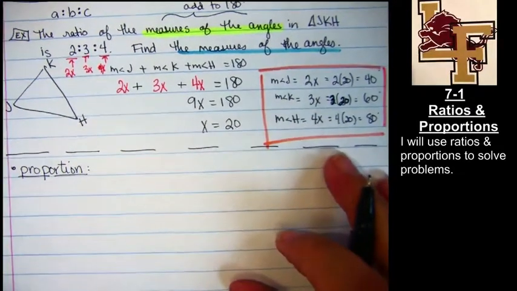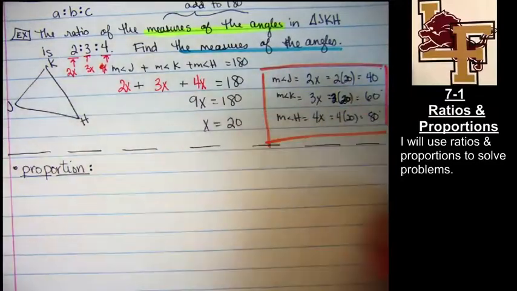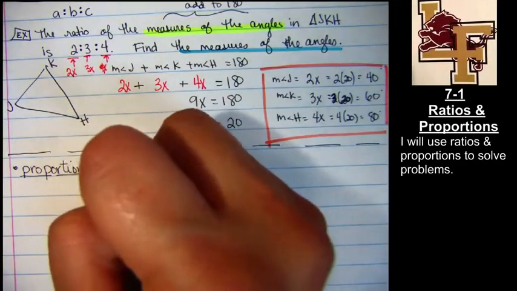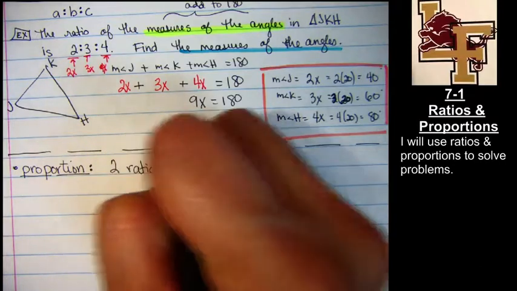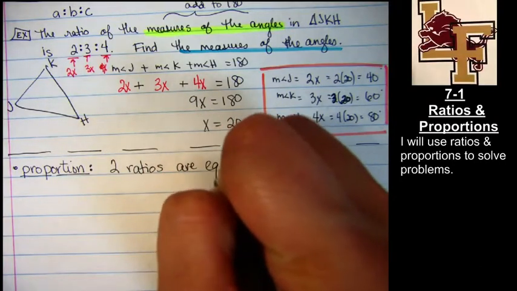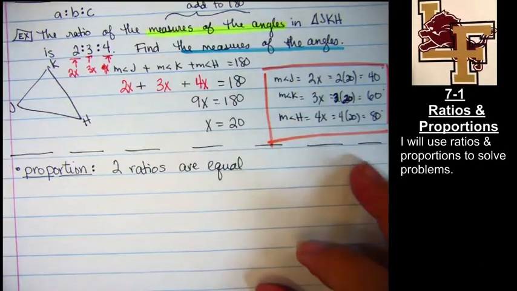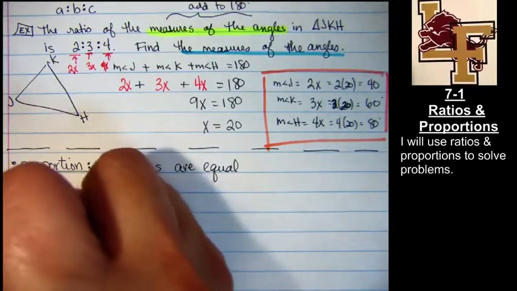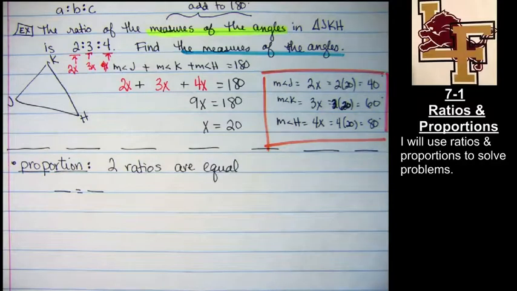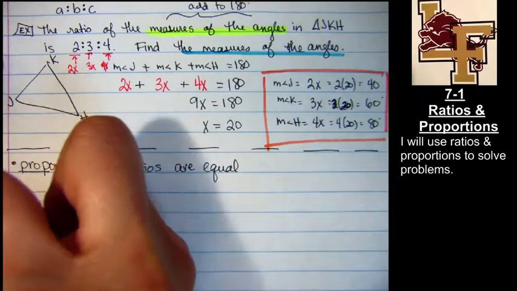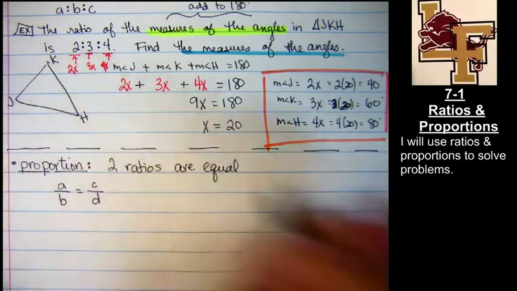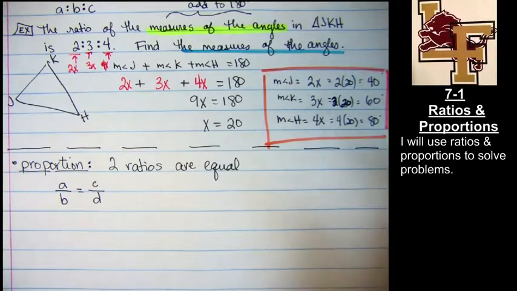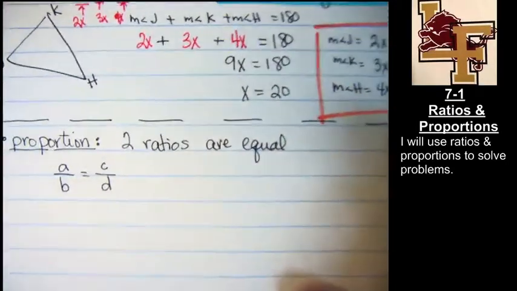All right. The last concept today is proportion. And a proportion is what you get when two ratios are equal to each other. Okay? It looks a little something like this. Fraction equals fraction. That looks familiar, doesn't it?